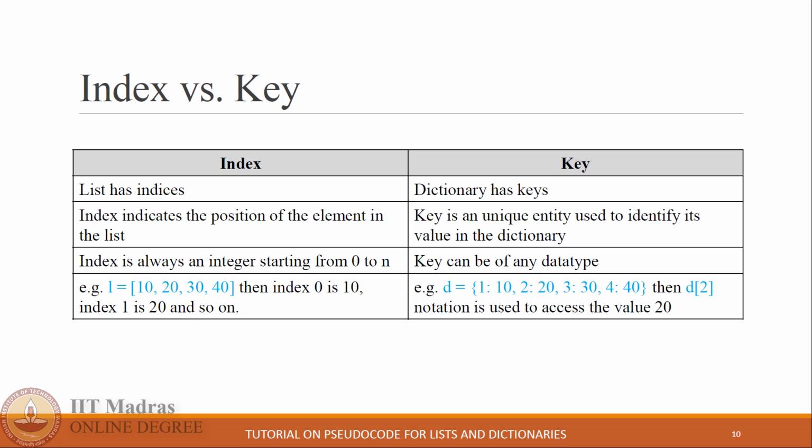Let's consider these examples to explain index and key even further. L is equal to 10, 20, 30, 40. Then index 0 is 10, index 1 is 20, and so on. Whereas in case of a key, let's consider D is equal to 1:10, 2:20, 3:30, 4:40. Then D of 2 will give us the value 20 because the key 2 is associated with value 20.